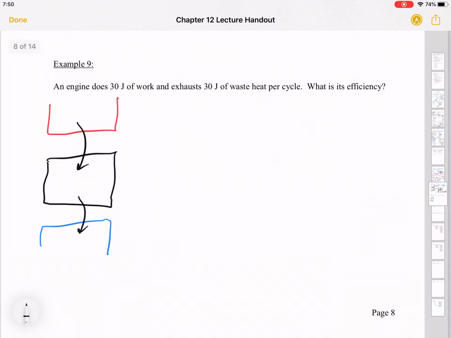Again, our 3 arrows. This is Q hot, Q cold, and work done by the system. Okay, so work done is 30 joules, so I'll write that here. And it exhausts 30 joules, so that's Q cold.